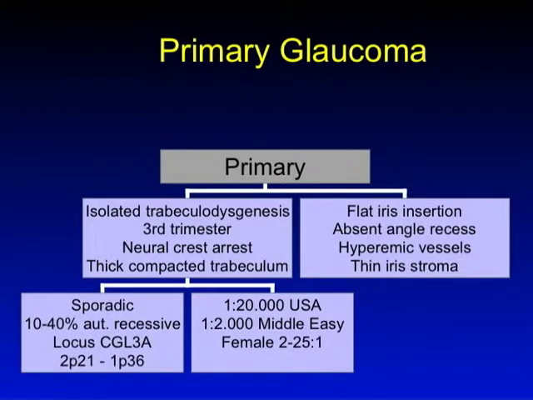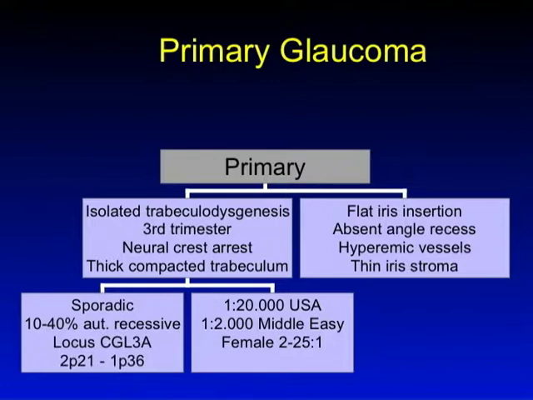Now, let's talk about primary and secondary glaucoma. The primary glaucoma is basically the one we just referred to. Trabecular dysgenesis, first trimester of pregnancy, that's probably when it happens. And sporadic, autosomal recessive, especially Middle Eastern countries. You can see peripheral anterior synechiae and basically a membrane covering the trabecular meshwork. The treatment of primary congenital glaucoma is surgery.